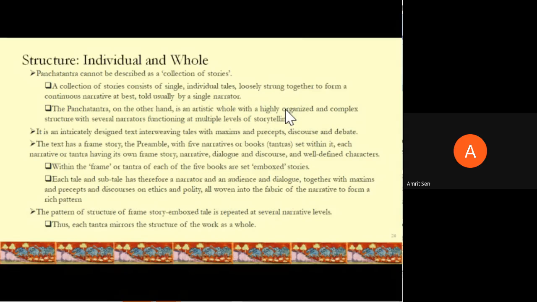And the pattern of structure of the frame story and box tale is repeated at several narrative levels. So Red Eye's stories repeat that, Live Strong's stories repeat that, Vishnu Sharma's tales repeat that. So at different levels, the same structure is repeated. So each tantra mirrors the structure of the work as a whole, right? Now, of course, this being the main frame of our discussion, let us also talk about the admixture of verse and prose in the Panchatantra, which we have already talked about.